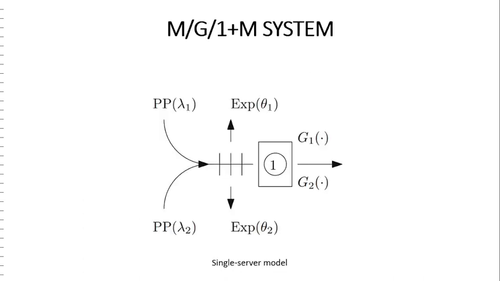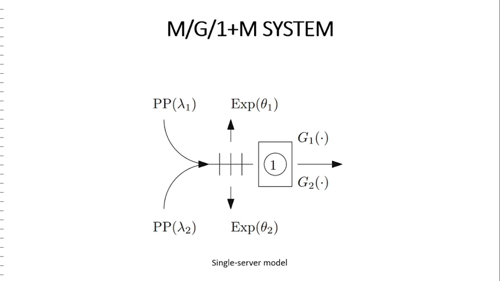So this is the M/G/1+M system. It is a single server model. We can see only one server here. So here i in {1, 2} represents the impatient customer class, and lambda_i is the arrival rate of the customer, G_i is the service time of the customer, and the service times are independent and identically distributed, and theta_i is the patience time.